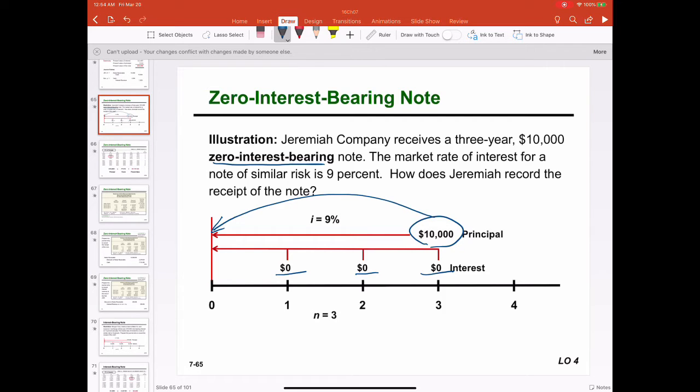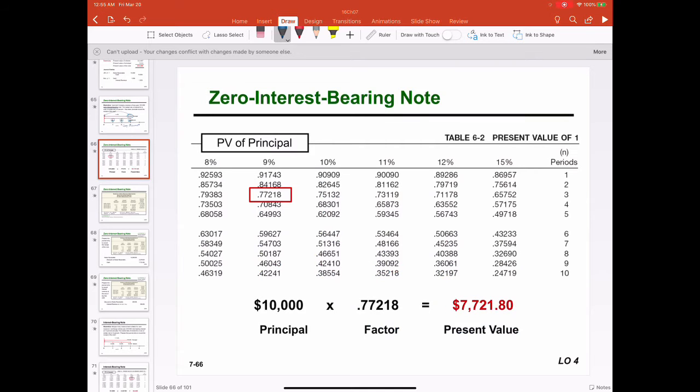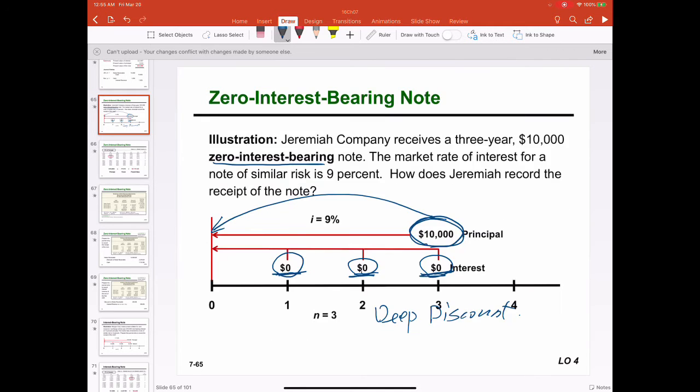So you may think, if the lender does not receive interest, does the lender lose money? No, actually, because of the zero interest, the discount on this single sum cash flow is a deep discount. Because it is a single sum, right? And there's no coupon rate, or the coupon rate is 0.